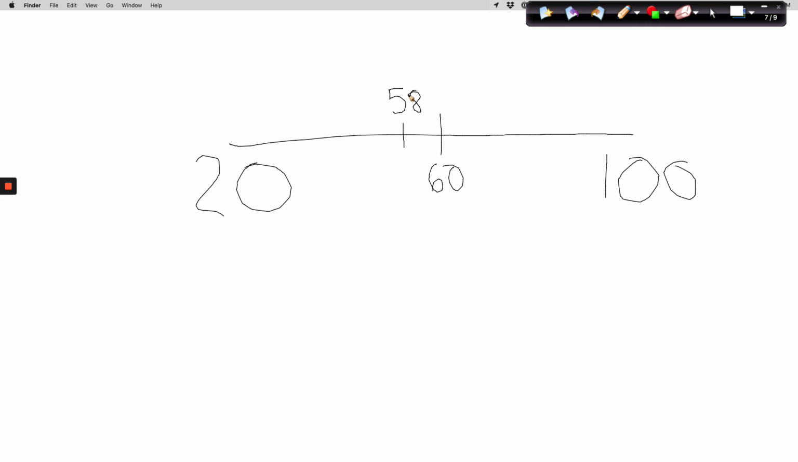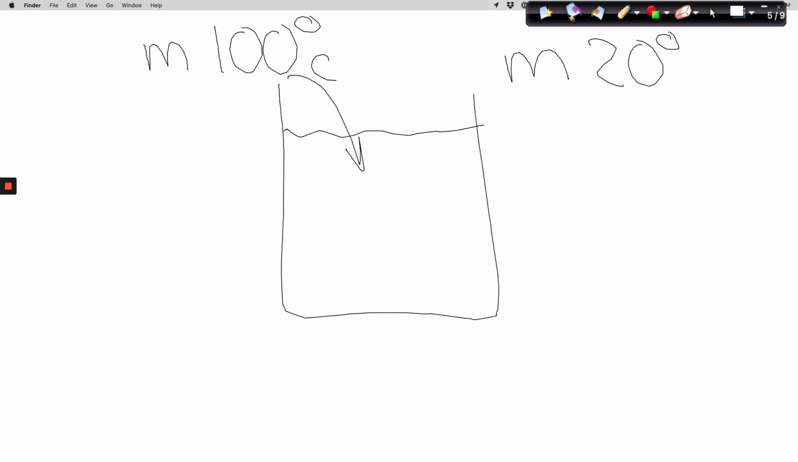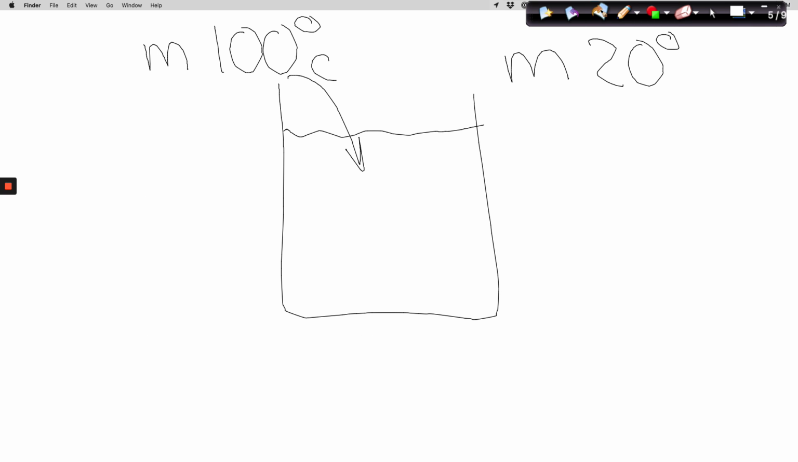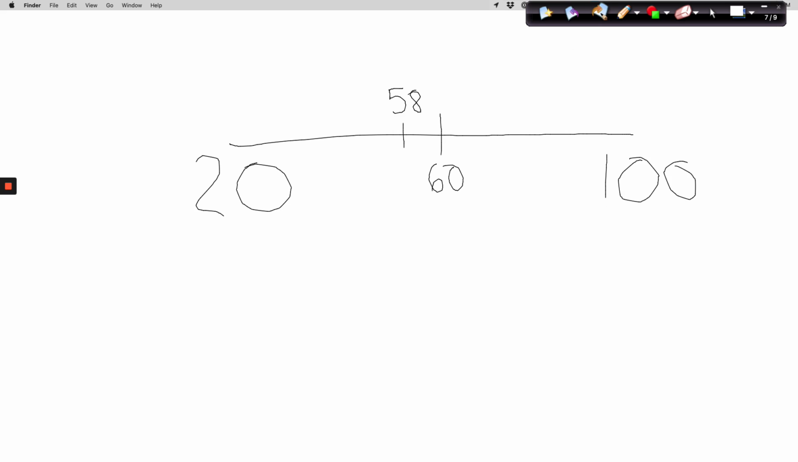Ready? Because the end game, forgive me, but let me go back. The end game is that we need to find out the heat capacity, right? So in order to find out the heat capacity, we need to know the number of joules that went into the calorimeter, and we need to know how much the temperature changed. That leads us to this. So guys, given the numbers in front of you, what is the temperature change for the calorimeter?